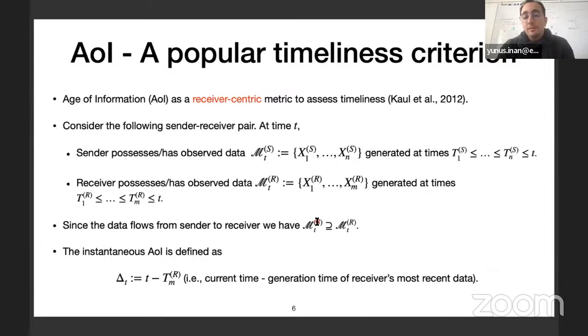So now we can define the instantaneous age, instantaneous AoI, according to the setting. It is basically defined as this quantity, Δ(t) = t − t_m^r. What is that? This is basically the current time, because recall that we are now at time t, the current time, minus the generation time of the receiver's most recent data or packet. Recall that the packets in the receiver's buffer are ordered by their timestamps, their generation time. So this x_m^r must be the freshest data. That's why the age is defined as this quantity.